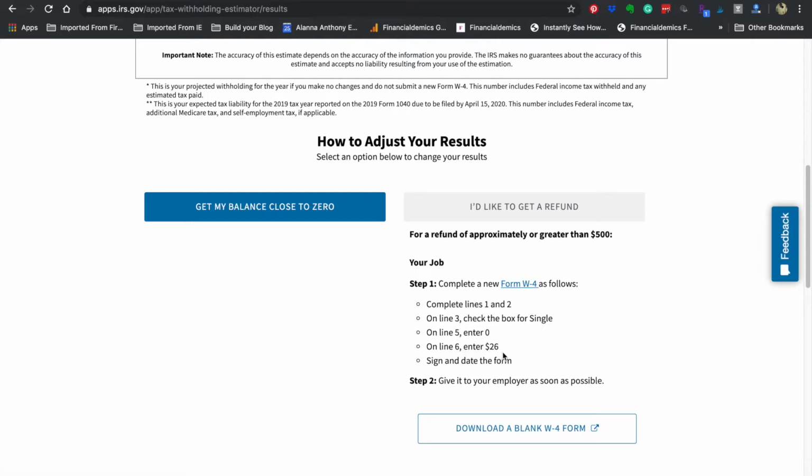So what is going to happen is they're going to take the most out at 0 and then take out an additional $26 every single paycheck for this person. You're going to sign and date the form and turn it into their employer. And so now you're going to have more money coming out each paycheck so that you can get a refund. That's basically what will happen in this situation.